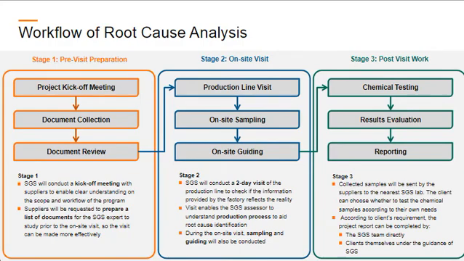And this is the workflow for the root cause analysis. There are three stages: pre-visit, on-site visit, and post-visit. In pre-visit, we will first conduct the project kickoff meeting, to discuss with the client, with the factory directly, and then we will collect their technical documents, including the SDS, the DOC, the test reports, the certificates, etc. Then we will review these documents to find maybe some chemicals have a high risk on some categories of restricted substances. Then we will visit on site.